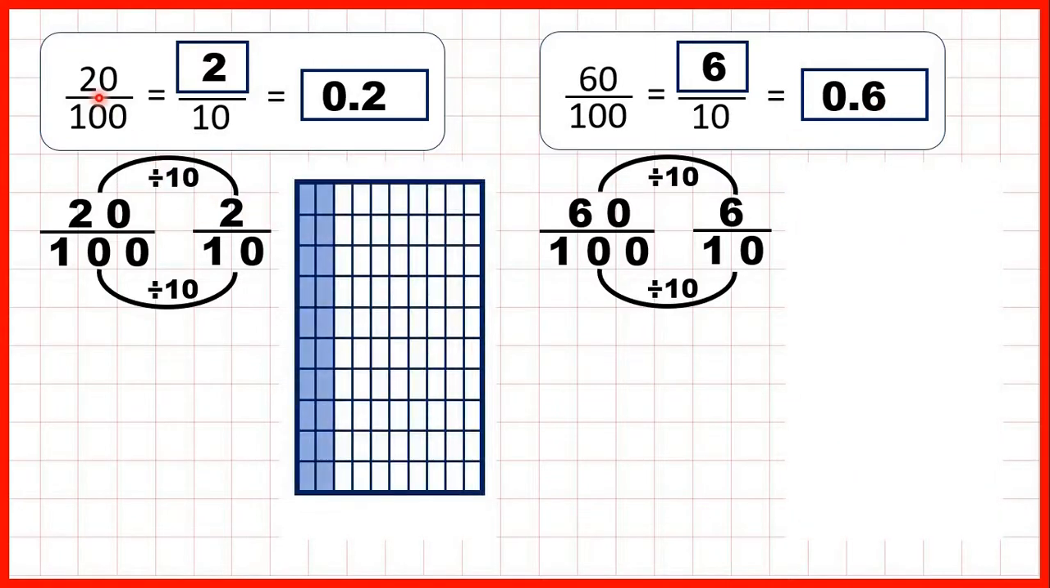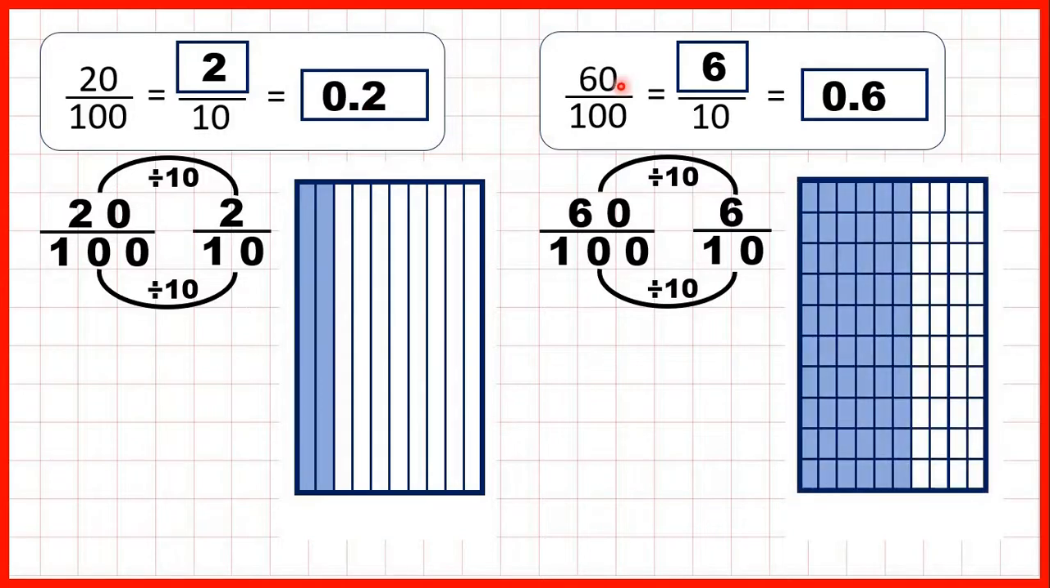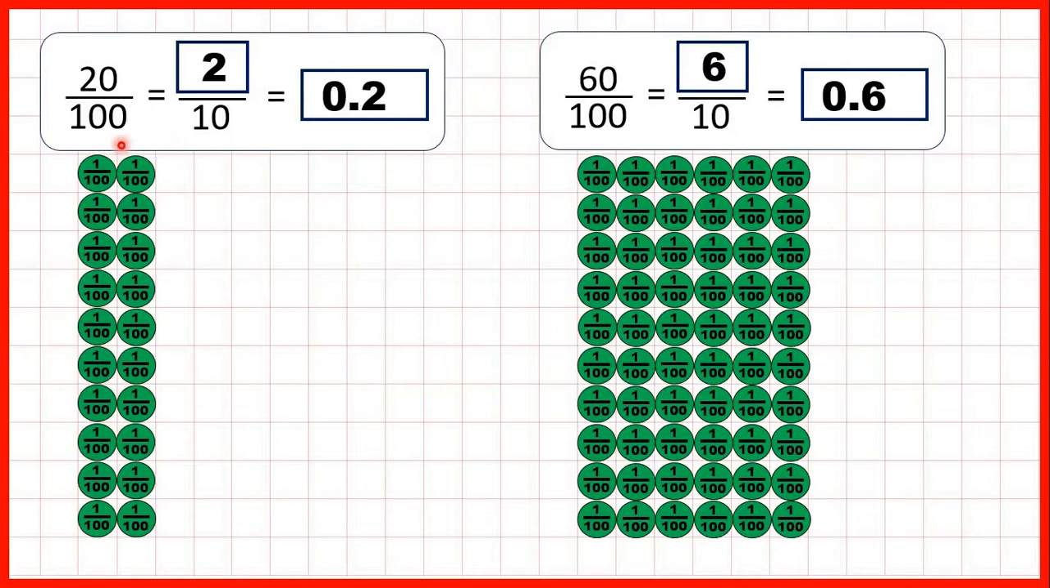First, we had 20 hundredths, but we saw that that was equivalent to 2 tenths. So, as a decimal, we could write that as 0.2. Then we had 60 hundredths, but we saw that that was equivalent to 6 tenths, so in decimal form could be written as 0.6. We can also show what we've done using place value counters.